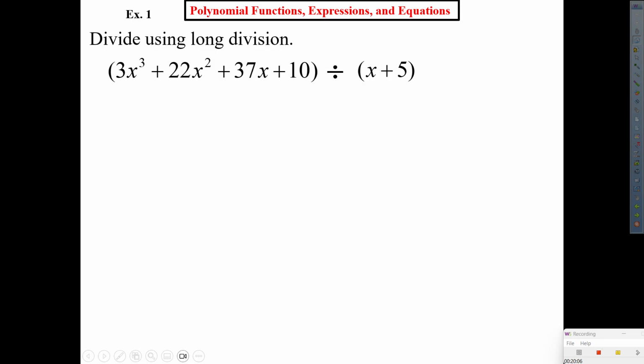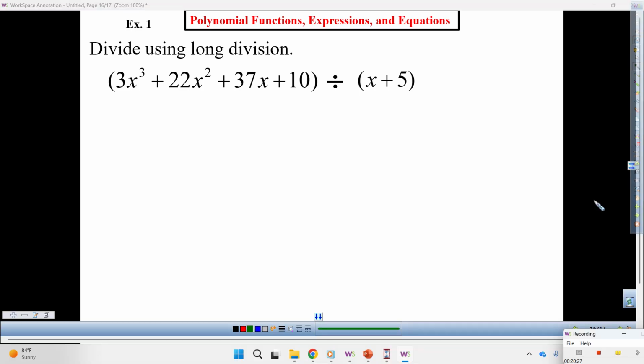Copy this one, please. Example 1. Divide using long division. Parentheses 3x cubed plus 22x squared plus 37x plus 10, divided by x plus 5. Copy that. All right? All right, here we go. Writing utensils down, look up to the screen. You all ready? All right, here it goes.